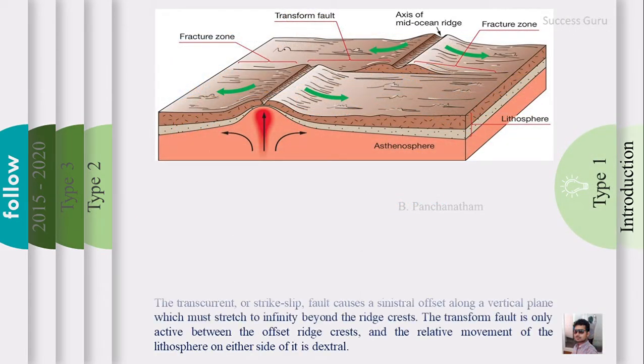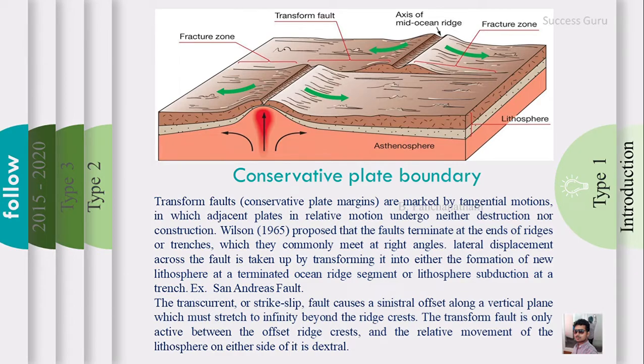Type 1 is the conservative plate boundary, called the transform fault, which is marked by tangential movement. The movement will be tangential, that is, the plates slide past each other, in which the adjacent plates in relative motion undergo neither destruction nor construction. So there will be no construction nor destruction.